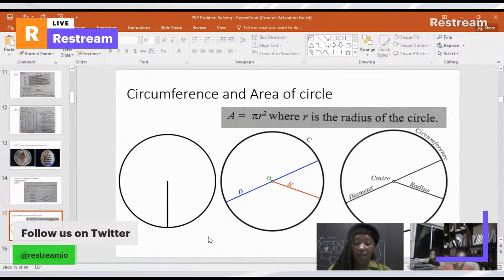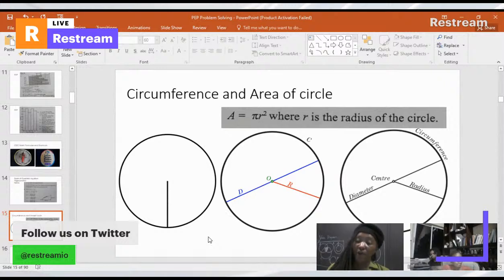Now, 2 radii would make a diameter if they are continuous. So 2 radii being continuous would create a line from one end of the circle across the center to the other end, and we call that the diameter. So the diameter is 2 times the radius.